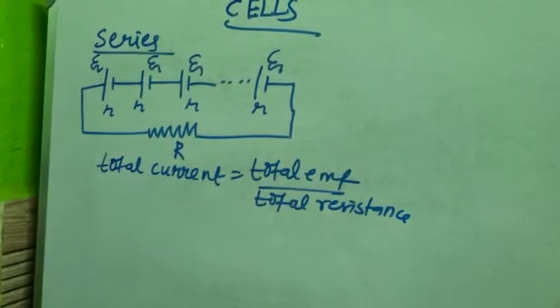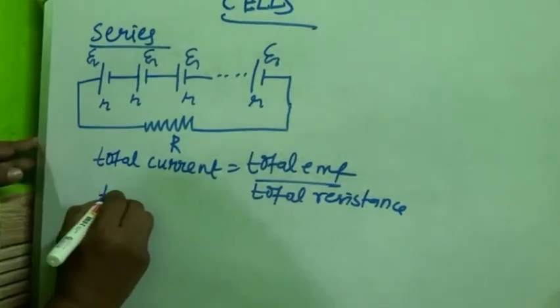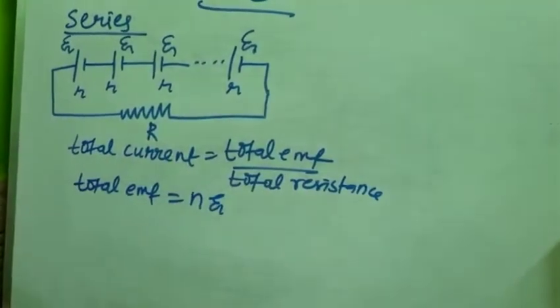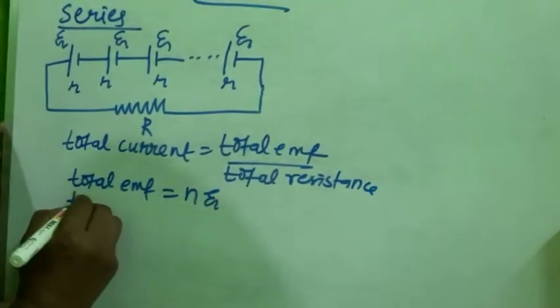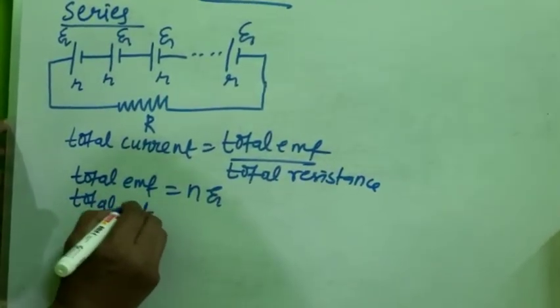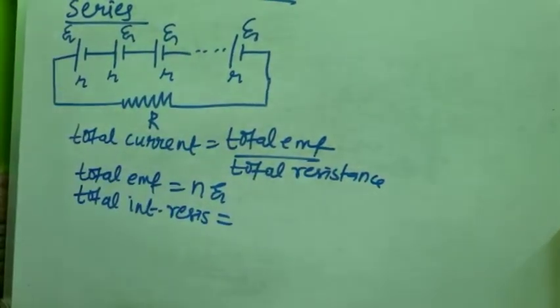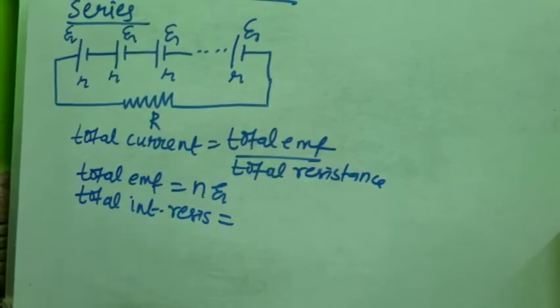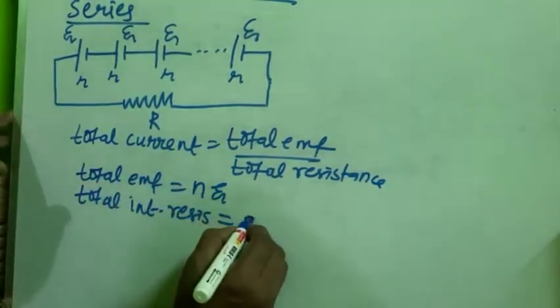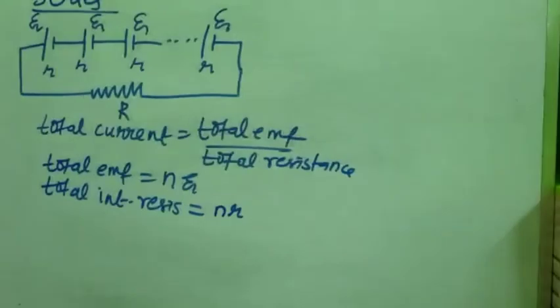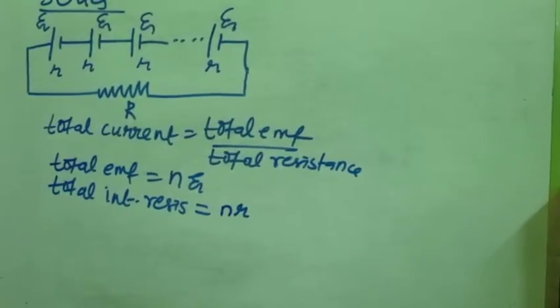Let's find out what is total EMF. There are n number of batteries. Each one has EMF Xi. So you can write the total EMF as n times the EMF of each cell, n Xi. That's the total EMF. And for total resistance, let's find total internal resistance first. All these are in series. If a number of resistors are connected in series, you know how to find the effective resistance. N times r, n number of resistors in series. n multiplied by r is the effective resistance. So total effective internal resistance is n r.